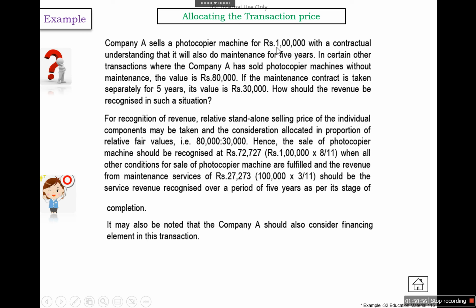Company A sells a photocopy machine for 1 lakh with a contractual understanding that it will also do maintenance for 5 years. In certain other transactions where the company has sold a photocopier machine without maintenance, the price is 80,000. If the maintenance contract is taken, the value is 30,000. How should the revenue be allocated in this situation? So it will be allocated in the ratio of 80,000 and 30,000.